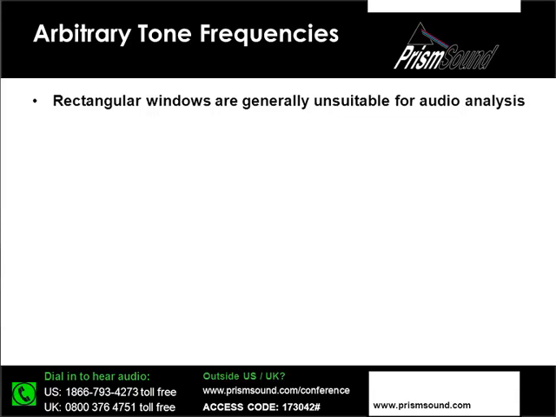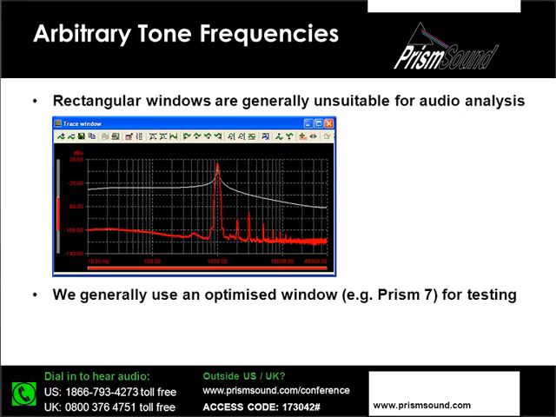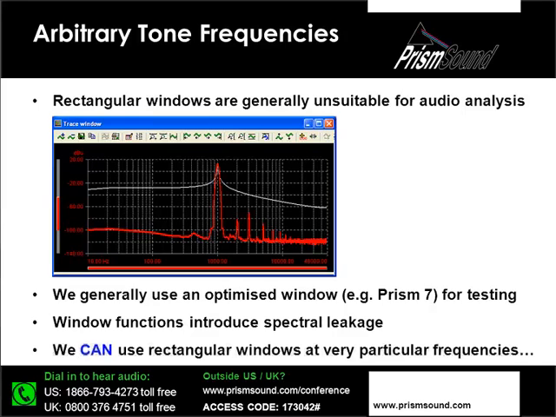And generally speaking, you want to be able to dial in any frequency into your signal generator and perform your analysis. And we have already seen that for at least the 1 kilohertz case that I've illustrated, a rectangular window function is generally unsuitable for audio analysis because it doesn't give us sufficient analysis dynamic range to be able to see these low-level noise and distortion products that are interesting to us as audio engineers. So generally we tend to use an optimized window function like the Prism 7 window for doing audio measurements. However, as we have already seen, the window functions will introduce a certain amount of spectral leakage, the amount of which depends entirely on the window function.